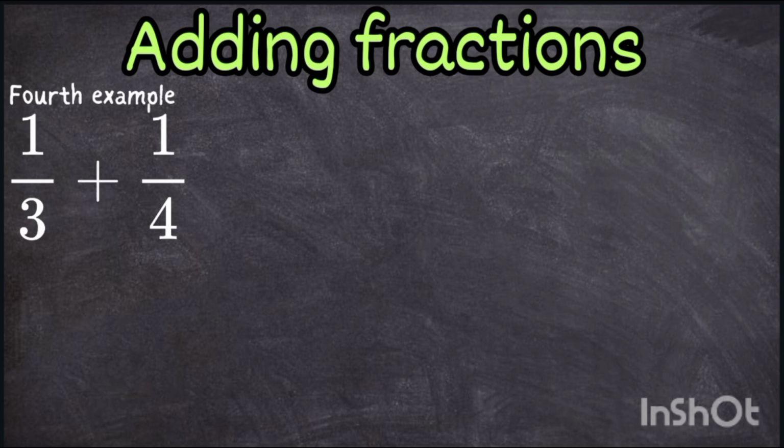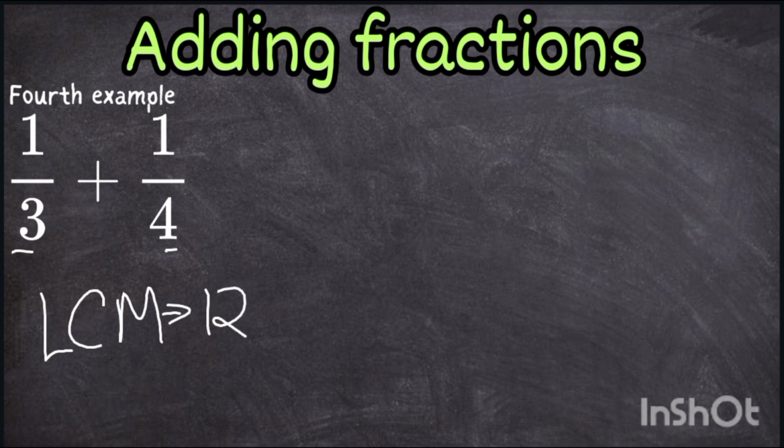Over here, as you can see, we have different denominators, 3 and 4. The LCM of 3 and 4 is 12, so our common denominator would be 12. As no fraction has the denominator of 12, we need to convert both of the fractions. Let's first convert 1 by 3. We need to see what we will multiply with 3 to get 12. If we multiply 3 with 4, we get 12.